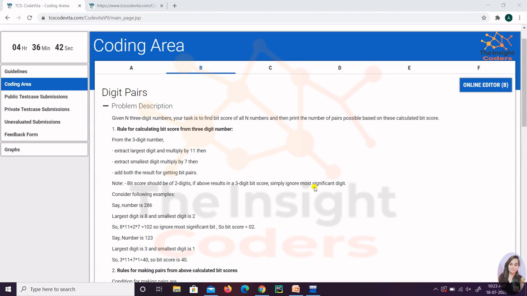Hello friends, today we are going to solve the 22nd question of Codevita.